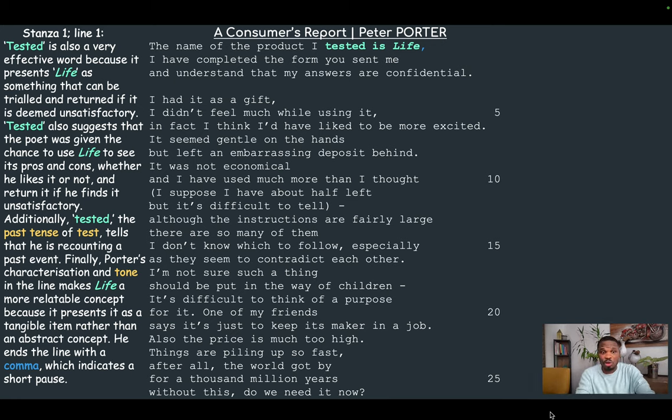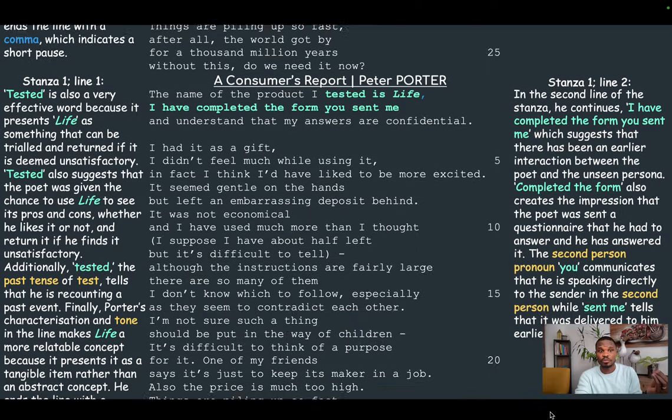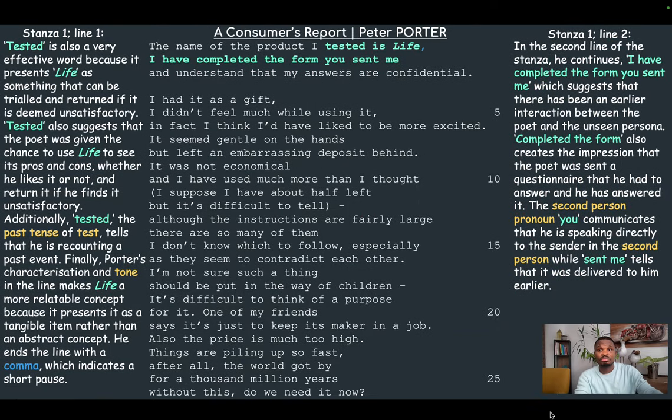Now, he ends the first line with a comma, which indicates a short pause. In the second line of the stanza, he continues, I've completed the form you sent me. So this is another revelation as well. This suggests that there has been an earlier interaction between the poetic voice and the unseen persona, the one he refers to as you. Remember, when he says you, that means he's speaking to somebody in the second person. So the use of the word you creates the effect that he's speaking to someone in the second person.